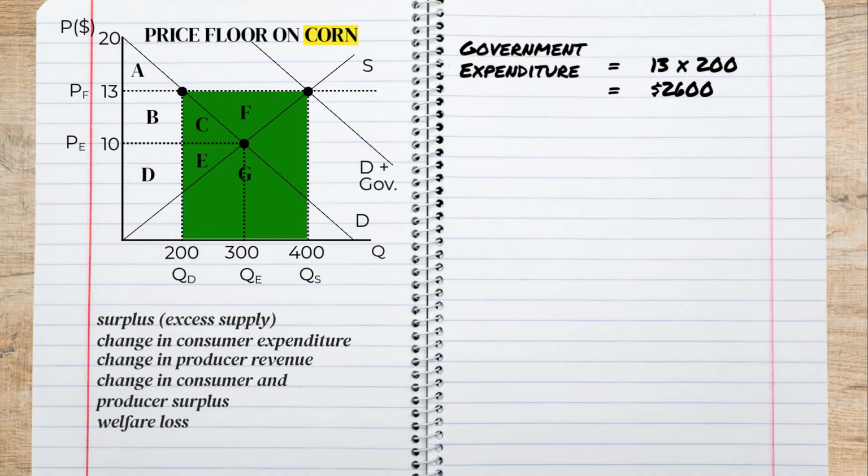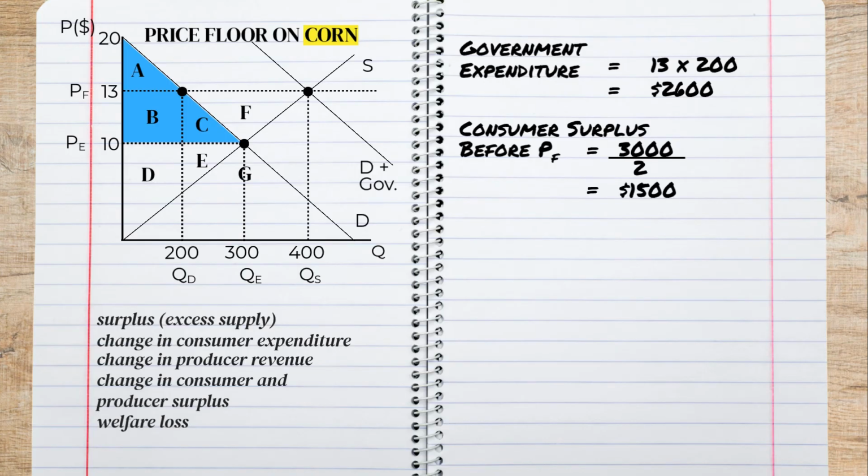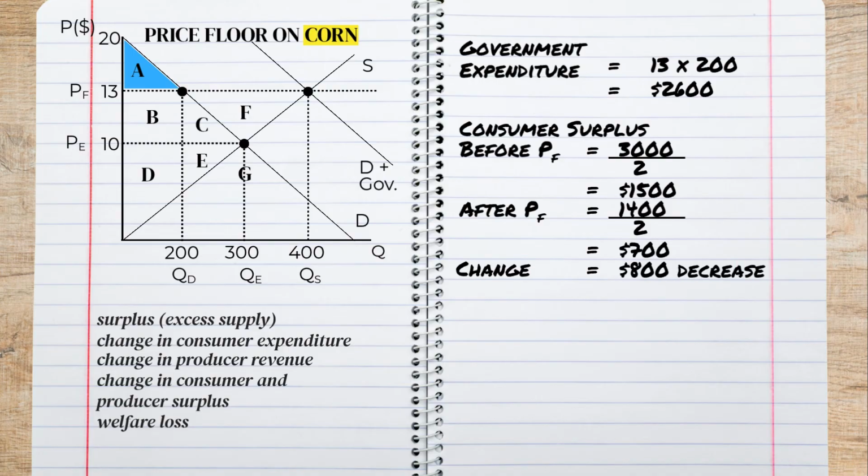Let's start with the change in consumer surplus. The initial consumer surplus is the triangle of ABC. So that's a height of 10 times a base of 300, which is 3,000. And then we divide by 2 to get an initial consumer surplus of $1,500. After the price floor, the consumer surplus shrinks to just triangle A. So now we've got a height of 7 times 200, which is 1,400. After dividing by 2, we get a final answer of $700. This means a loss of $800 in consumer surplus.